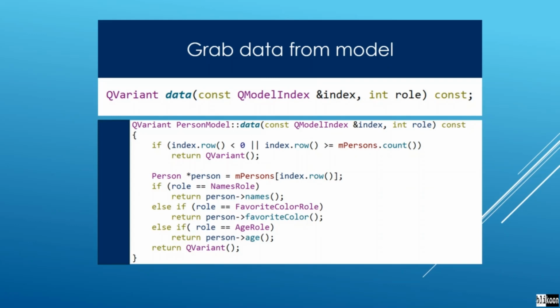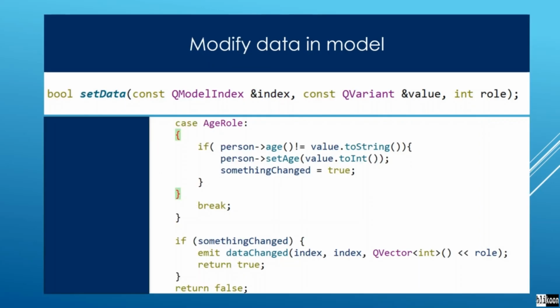The data method is called when the list view is trying to display something in your model. For example, if the list view wants to display the names, it is going to call in here with the role that is set to names role, and it is going to return the name of the person at the index of interest. Again, I know this might not make sense yet. We're going to do a demo and you're going to understand how this is put together.